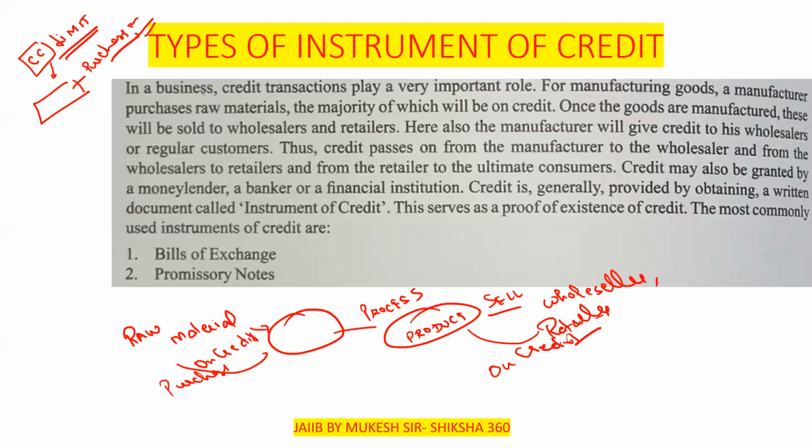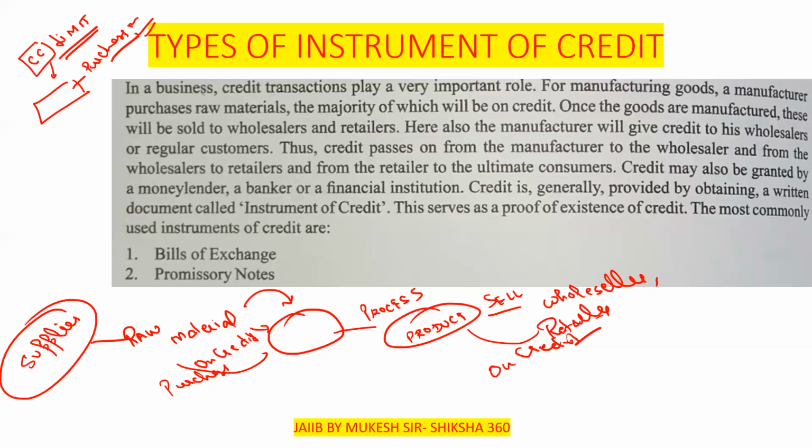That is basically they have not given the complete payment to the supplier. Clear? They have taken the raw material from the supplier, process the raw material, and further sell the goods to the wholesaler and the retailer.